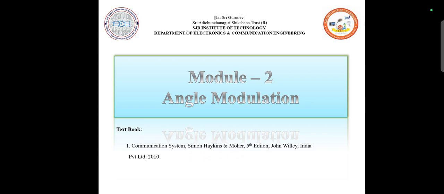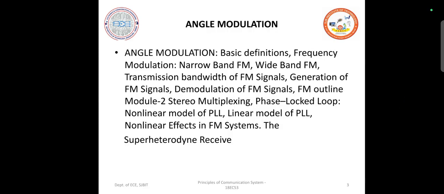Both of them look alike because they belong to the angle part of a carrier. It's the angle which is getting changed every time you perform this kind of modulation, but there is a slight difference. So they're almost identical with a slight difference between them. We shall try to understand it. Here are the things we'll be talking about in angle modulation: the basic definition, frequency modulation, narrow band and wide band FM transmission, then the bandwidth of FM signals, generation of FM, demodulation, stereo multiplexing, then PLL, nonlinear effects in FM, superheterodyne receivers, and all those things.